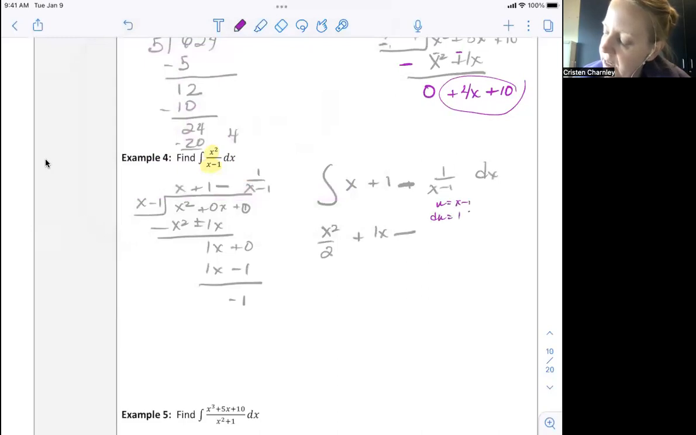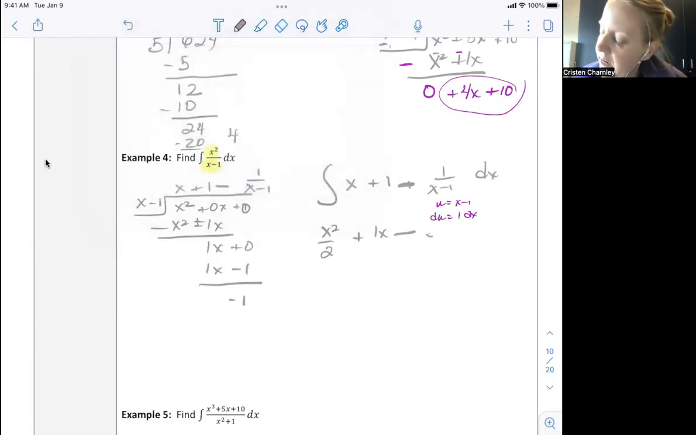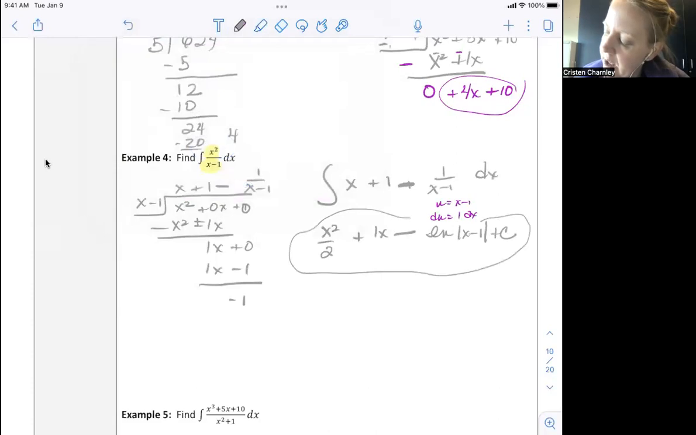Du is going to be 1 dx. So I know this is 1 over u. The antiderivative of 1 over u is natural log. This is natural log of x minus 1, this whole thing, plus c. I kind of like these problems because it takes this ugly looking rational expression and turns it into 3 smaller or 4 smaller expressions that we can find the antiderivative of.